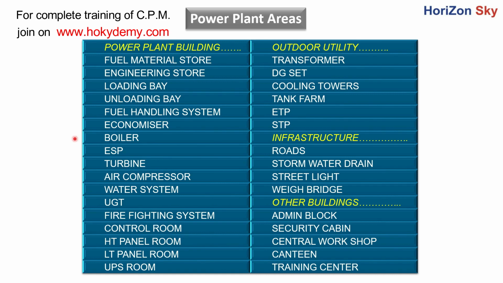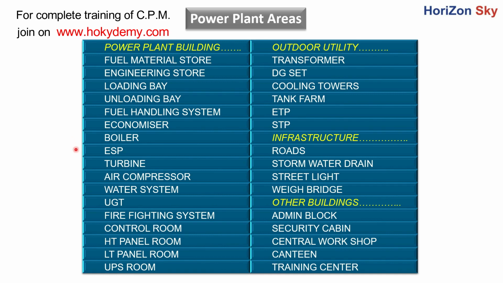The next is the boiler. This is the most essential equipment that can be there in a power plant. The main function of a boiler is to convert water into steam. The steam produced by the boiler will then pass on to the turbine, which will be used for generating our electrical energy. Okay.